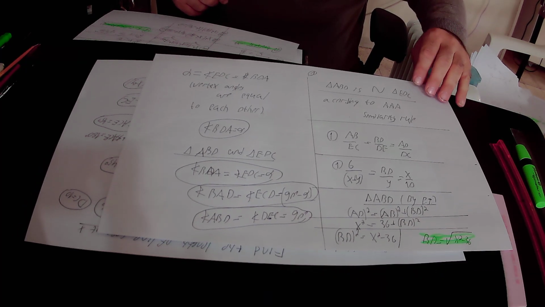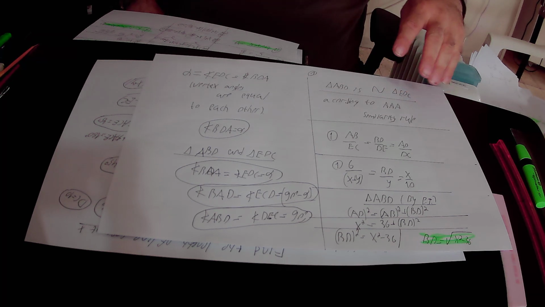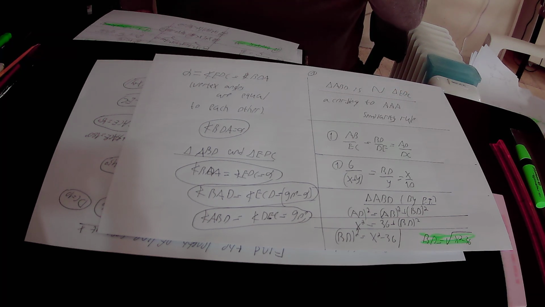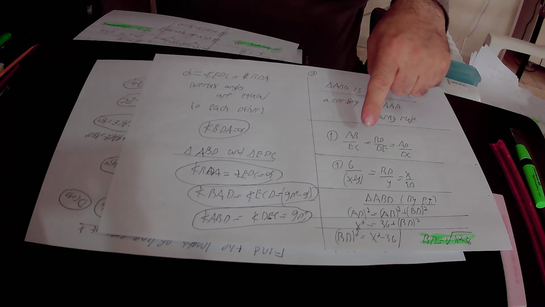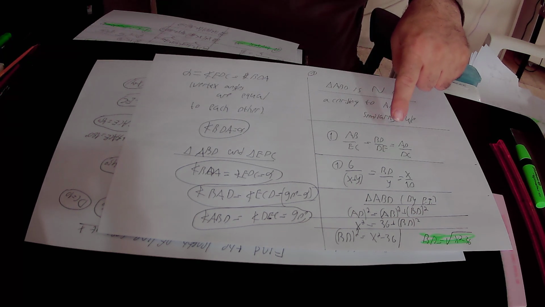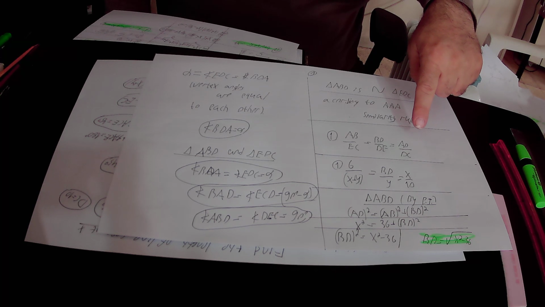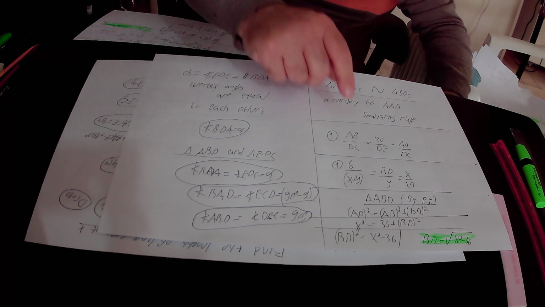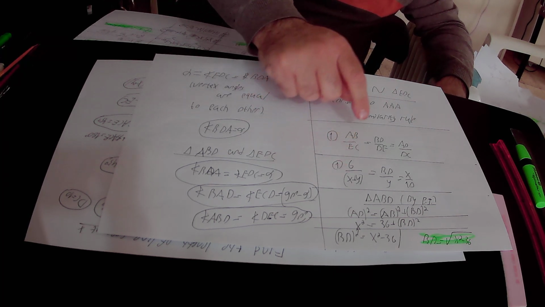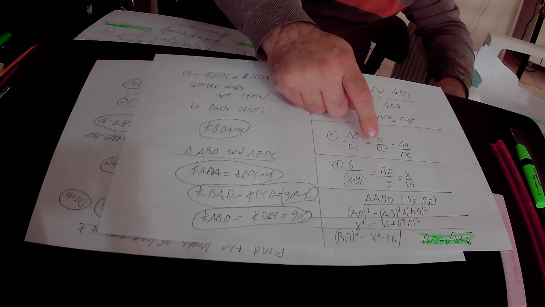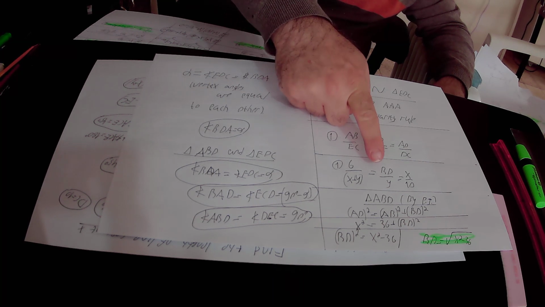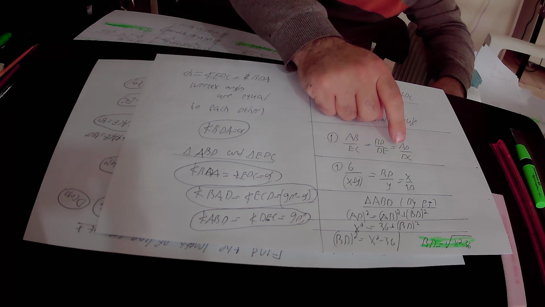And from the fact that those two triangles are similar to each other, we conclude that AB over EC equals BD over DE equals AD over DC. AB is 6, EC is X plus Y, BD is BD, DE is Y, AD is X, and DC is 10.